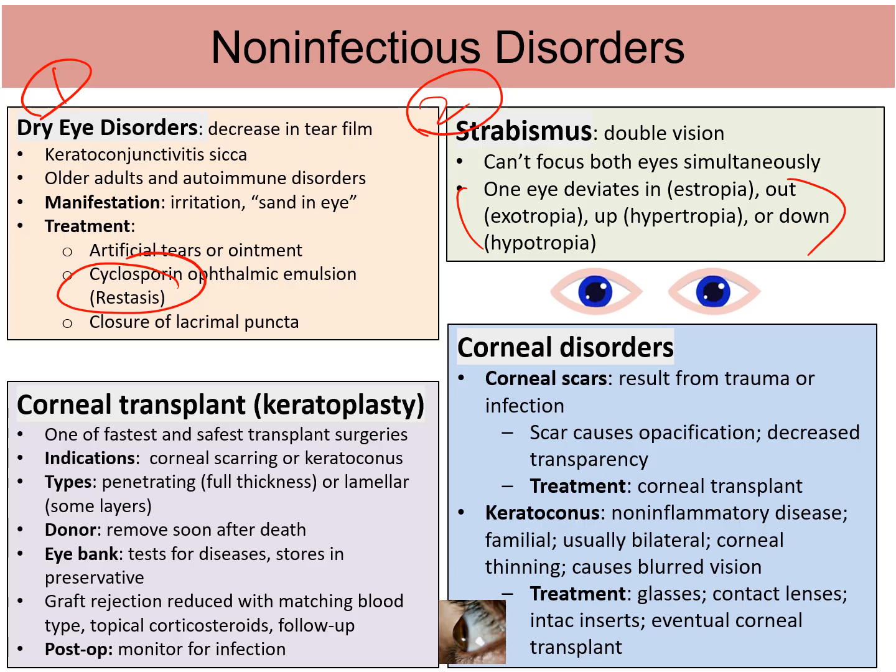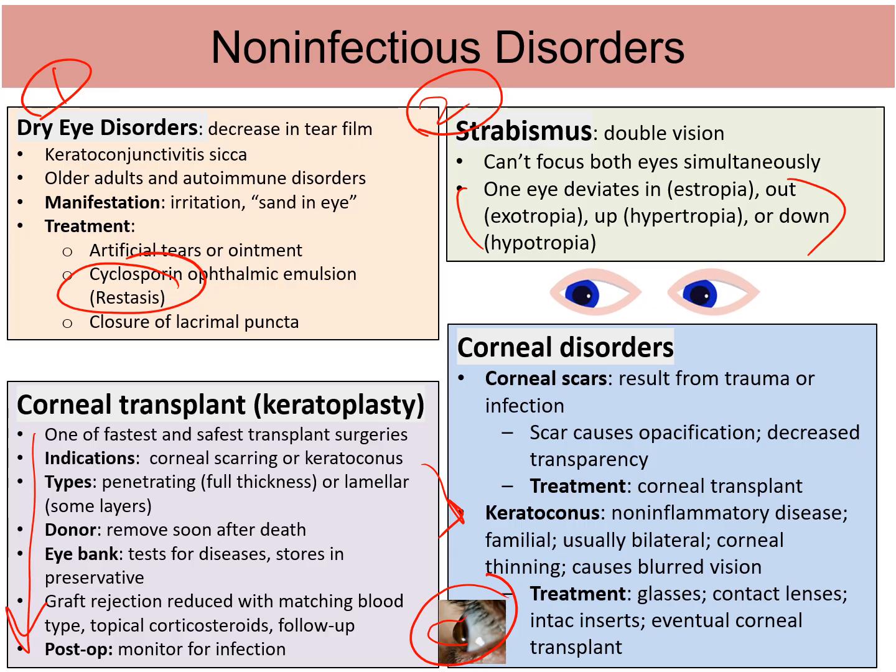Okay, down here, cornea transplant, aka keratoplasty. It's considered to be one of the safest and fastest transplant surgeries. And again, this is when you have a lot of scarring in the eye, or you have keratoconus. Keratoconus is pictured here. If you look closely, the cornea is kind of protruding out. So that might also require a cornea transplant. We don't need to know much about this, just know it exists. And it's similar to any transplant where they have to make sure there's a match.